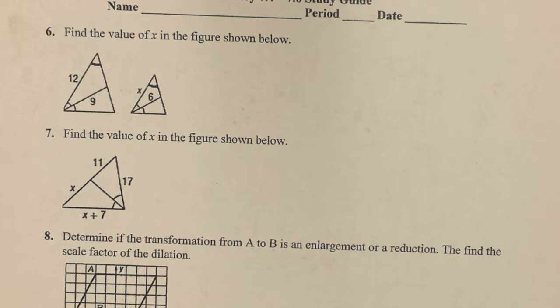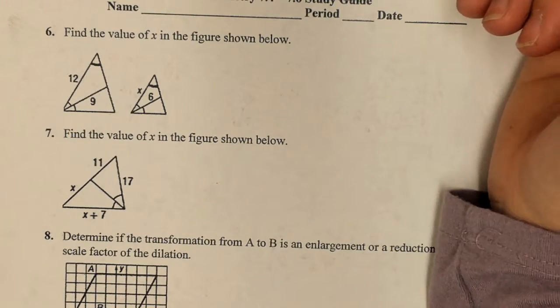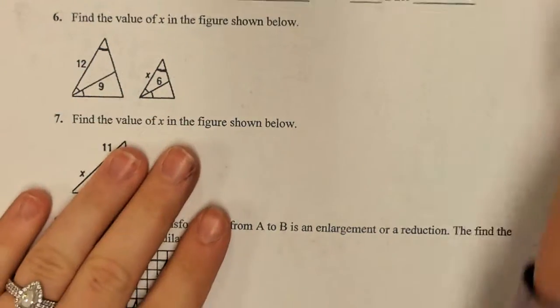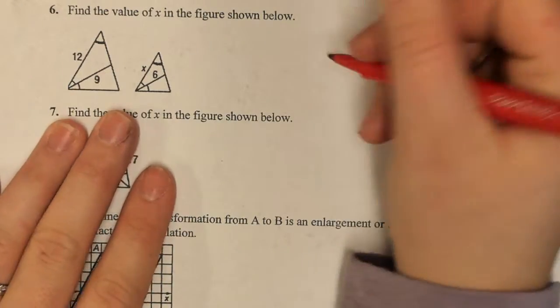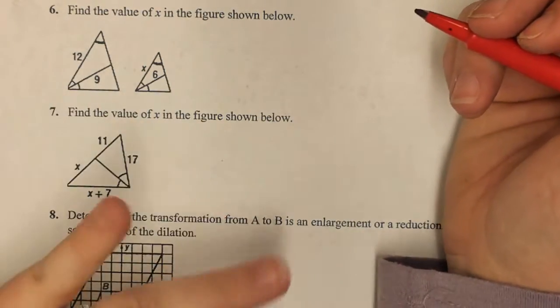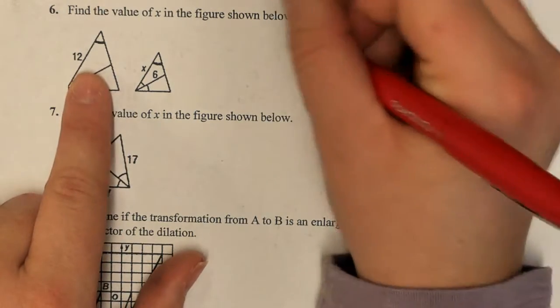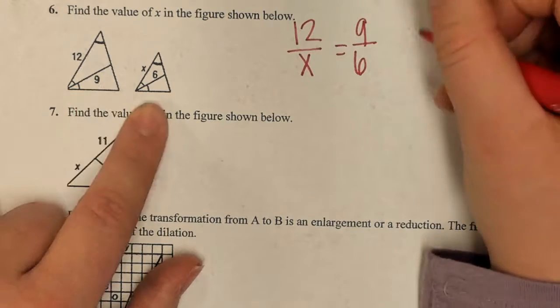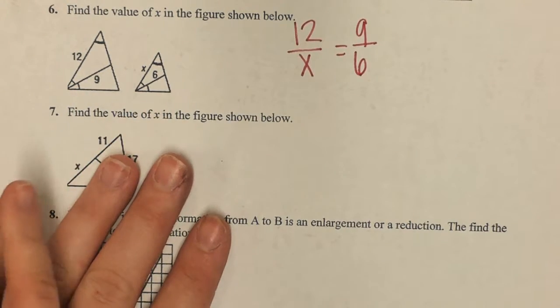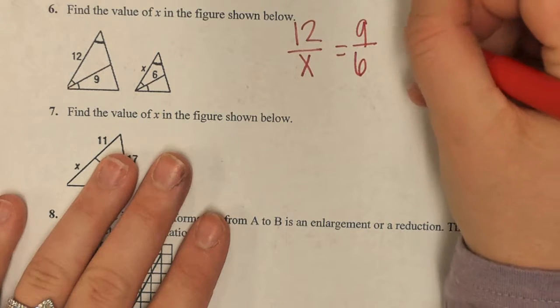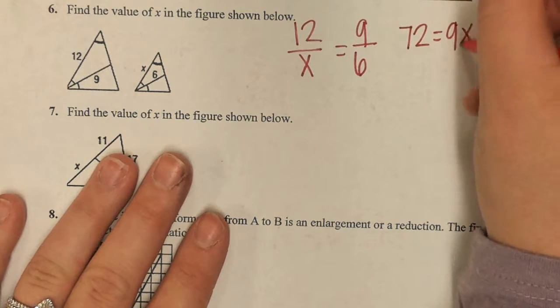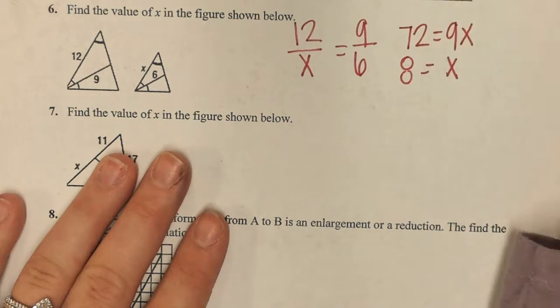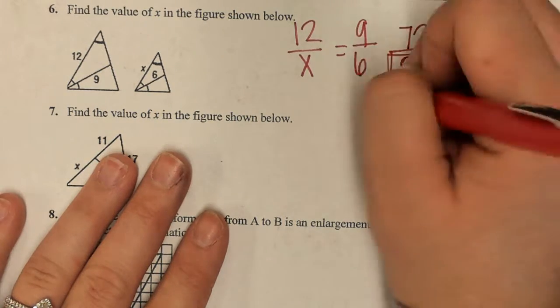All right, to the back. Find the value of x in the figure shown below. Well, what do you think we're going to do? Set up a proportion. That's what chapter 7 is all about. So, where did you start? Justice, did you get to this one? What did you start with? 12 over x is equal to 9 over 6. Cross multiply. 72 is equal to 9x, where x is equal to 8.